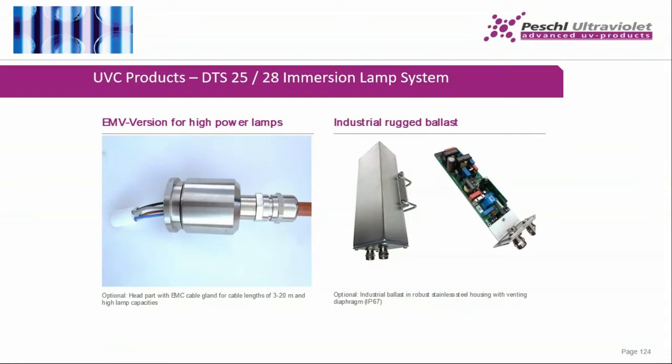Okay, an EMV version for high power lamps is also possible, because normally we have the power supply approximately 3 meters from the lamp. You have this 230 voltage, then there is this kind of power supply, and 3 meters later there's the UV lamp. That means if you need it longer because you want to integrate the power supply for the lamp inside a big box or inside a big cabinet, then we can produce the lamp with a longer cable. It's shielded against the EMV problems.